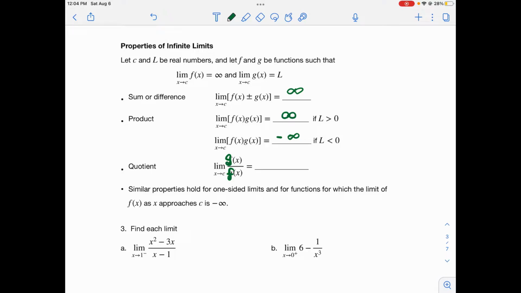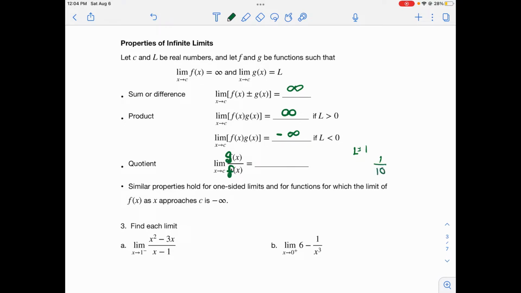Let's say our constant L is 1. If I had 1 over 10, and then 1 over 100, 1 over 1,000, so as my denominator is getting larger and larger, what is my function approaching? It's approaching 0. So that limit approaches 0. The top is staying the same, the bottom's getting larger and larger.